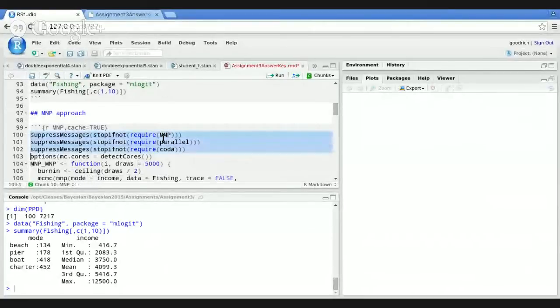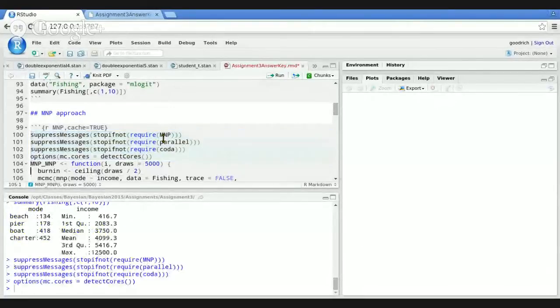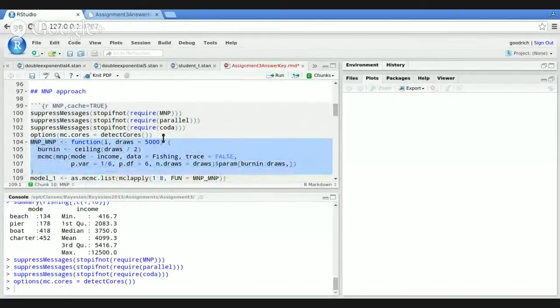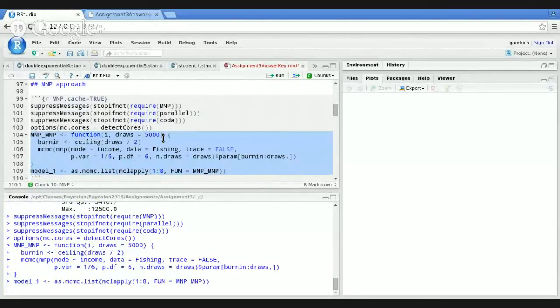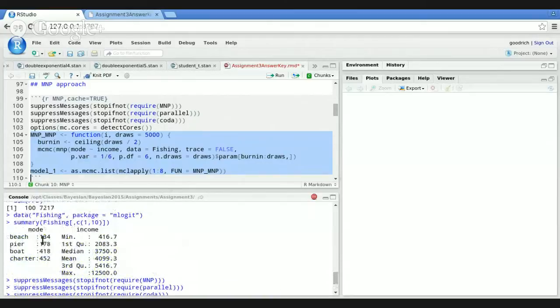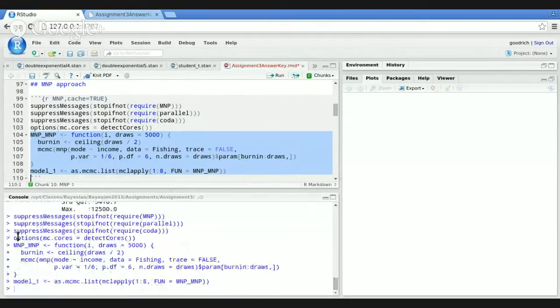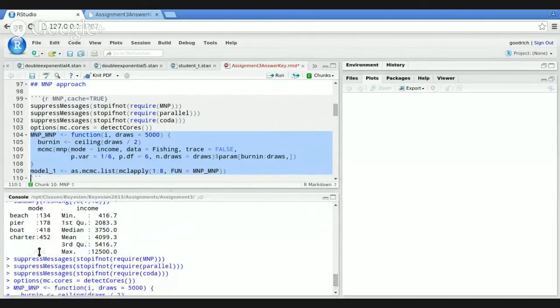There's an R package called MNP that you can use to draw from this model, which I will do now. It is going to treat the first choice here, beach, as the reference category, and then model how your utility deviates from the reference category as a function of these predictors.